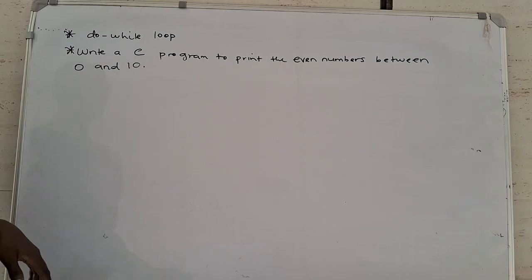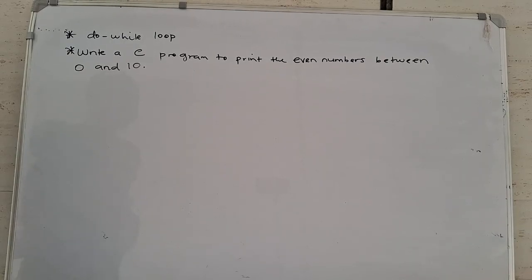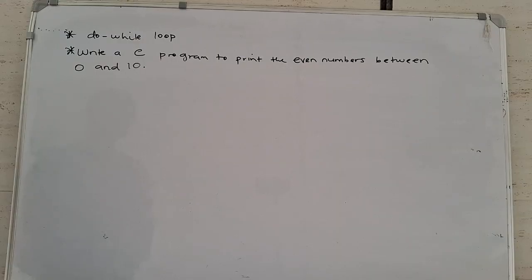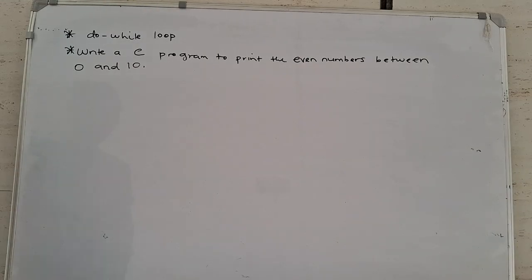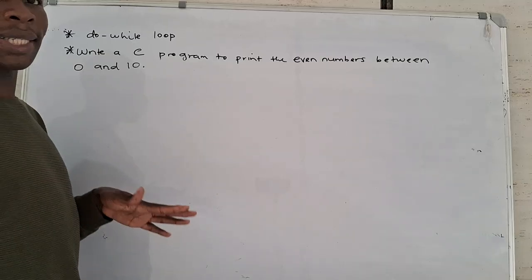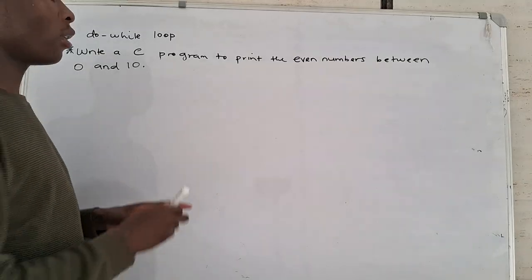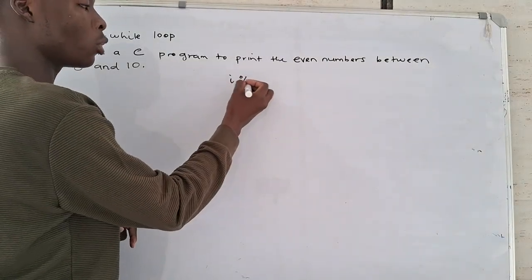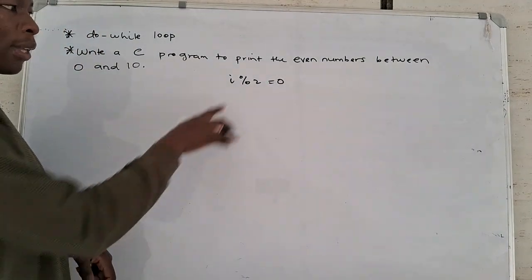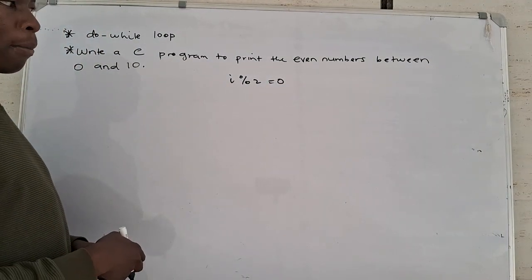In today's class we are going to write a C program to print the even numbers between 0 and 10 using the do while loop. In order for you to write this program, you should know what an even number is. If I modulo 2 is equal to 0, then I is an even number.